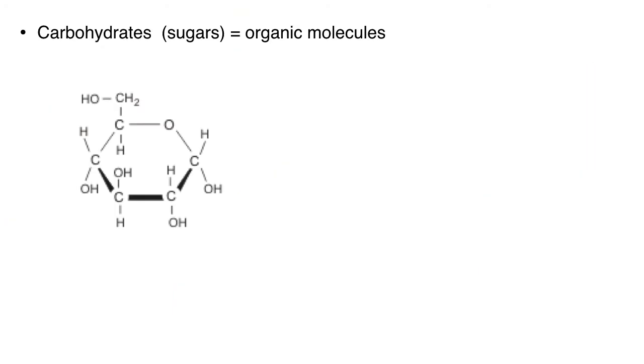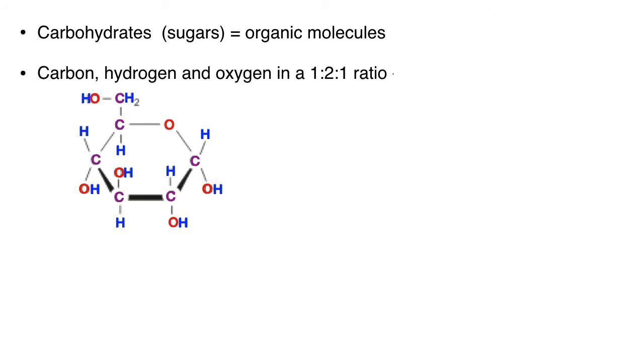So, chemically, carbohydrates are pretty simple. They are organic molecules, meaning that they have a hydrocarbon backbone. But other than carbons and hydrogens, the only other element in their structure is oxygen. These three elements are mostly, though not always, found in a 1 to 2 to 1 ratio, with one carbon and two hydrogen for every one oxygen.